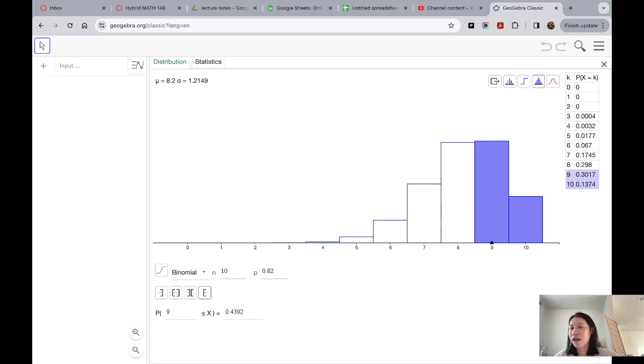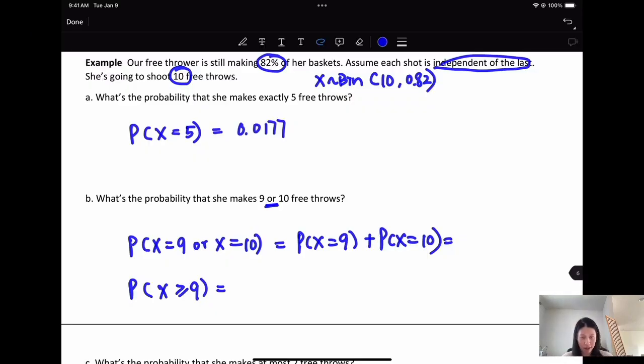Okay, so now let's write it here. So when x equals 9, it is equal to 0.317 plus 1374. If you use the second way, that will just give you the answer right away, which is 14.392%.